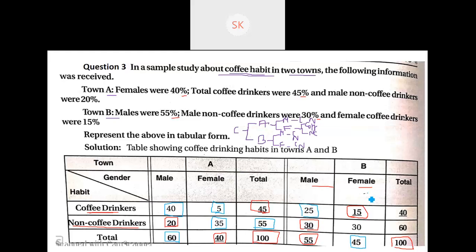Next, female. Out of 45 females, 15 females will drink coffee, which means 30 people will not drink coffee. How did I get it? 45 minus 15, I get 30. So that is the male and female count of town B. Now, if you just add both of them, 25 plus 15, 40, 30 plus 30, 60. That will give me the total of this column. So that completes your third question tabulation.